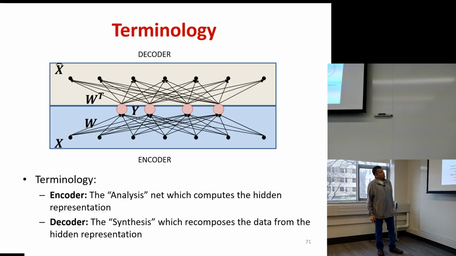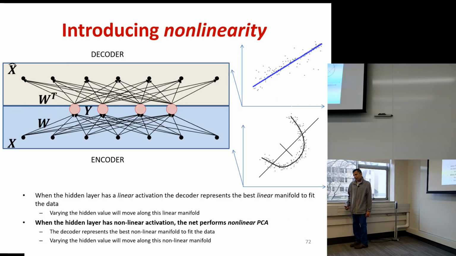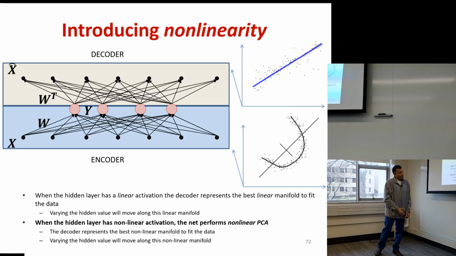Now this was what we had when we had linear activations. When we had linear activations, we were trying to find a planar subspace within which most of the information in the data lies, right? What if I put in a nonlinear activation? When I put in a nonlinear activation, then you're no longer trying to find a planar subspace. You're trying to find any surface such that most of the information in the data lies on that surface. So in this case, you would end up performing something like a nonlinear principal component analysis.